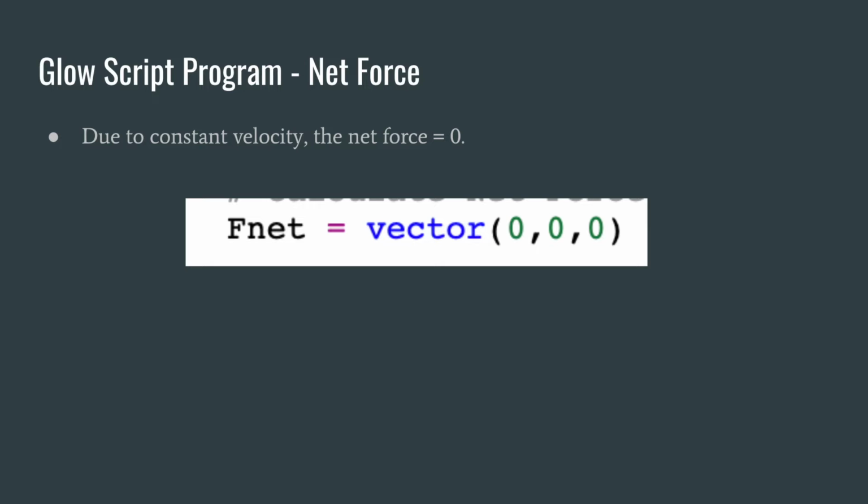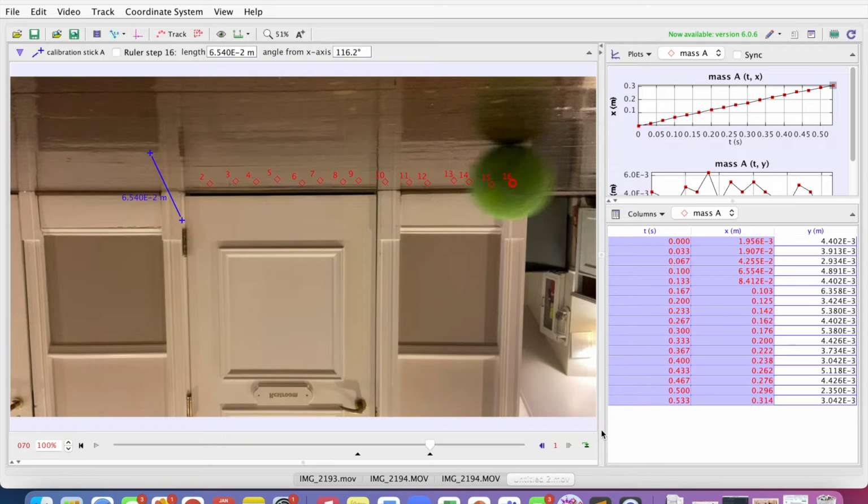In this GlowScript program, I set the net force equal to 0 due to constant velocity. This is the code that produced the net force equal to 0. We used Tracker to look at our real world scenario of constant velocity. Our system is the tennis ball, the floor, and the earth, and for some reason mine is upside down, which I could not figure out, but just imagine it the other way.